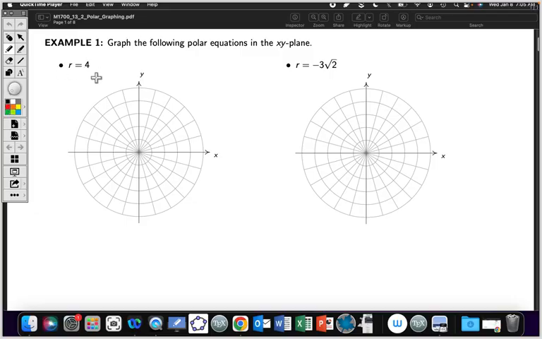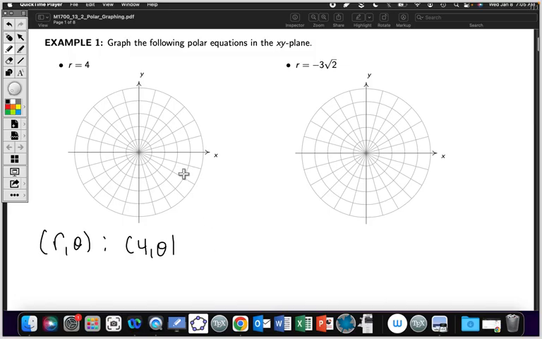Here, in example one, we're graphing constant values for r and theta. Okay, so what does it mean to graph an equation? To graph an equation, we want to graph all points r, theta that make the equation true. In this particular case, we're specifying that r equals 4. So we're graphing all points of the form 4 comma theta.